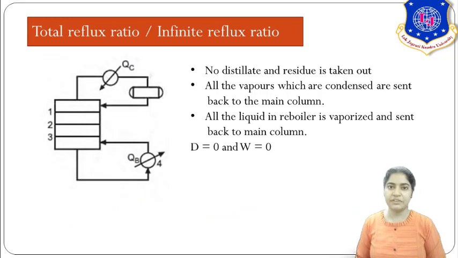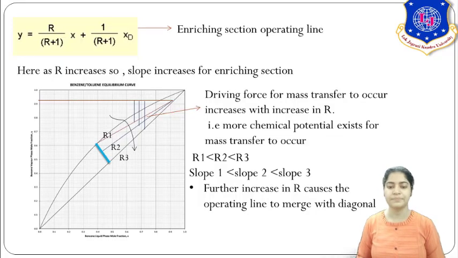So let's start with total reflux ratio. Here from the figure you can see that the top product and bottom product taken out are zero. It means for the top, all your vapors are condensed and all your liquid is sent back to the main column. For the bottom product, all of your liquid is vaporized and again sent back to the column. It means you are taking out no distillate and no residue. So that is the condition of your total reflux.